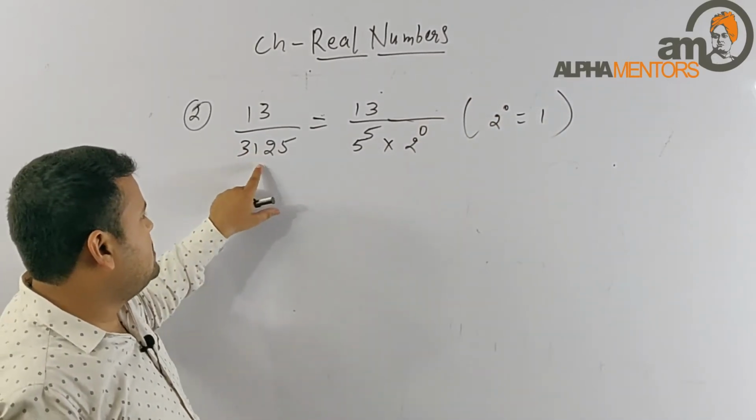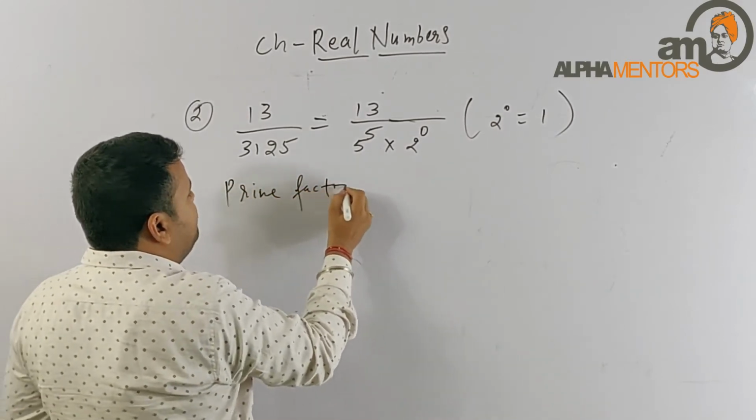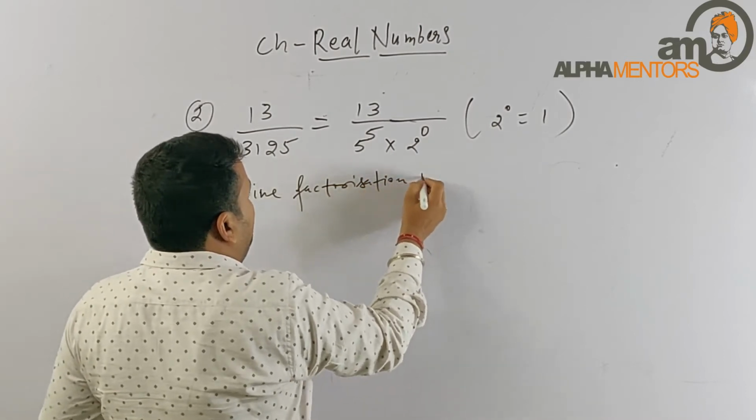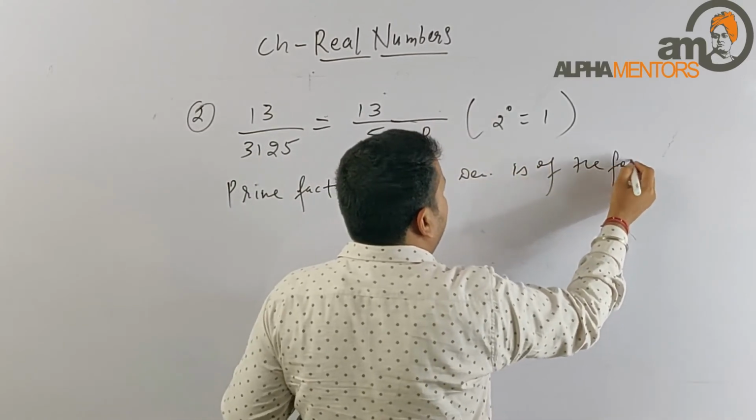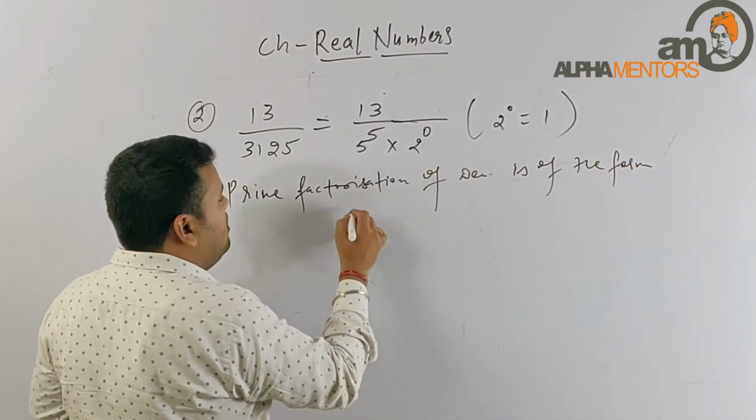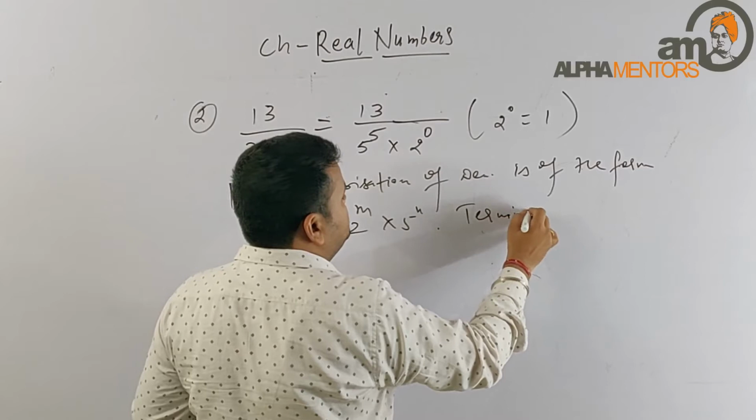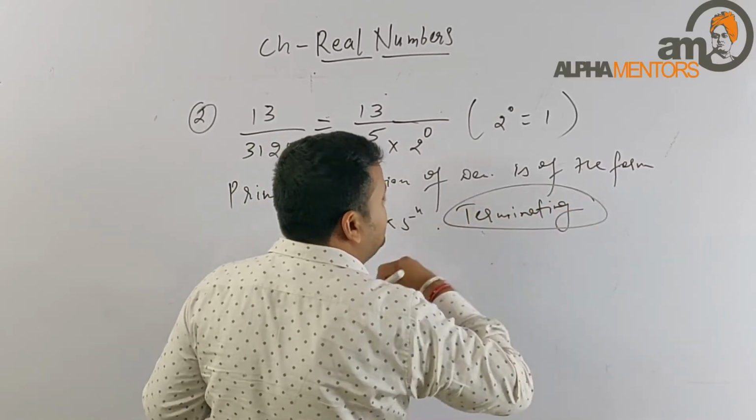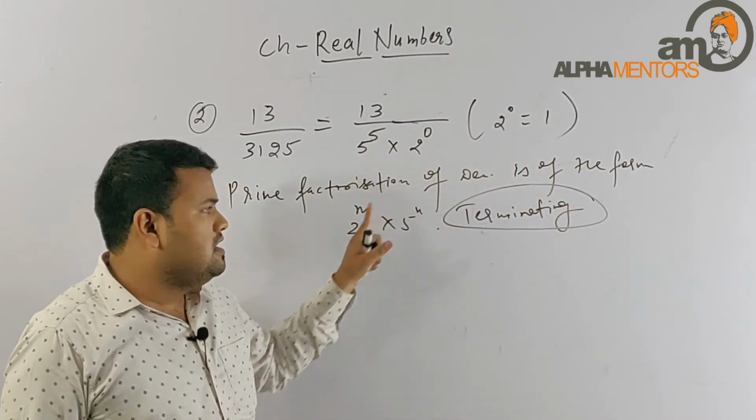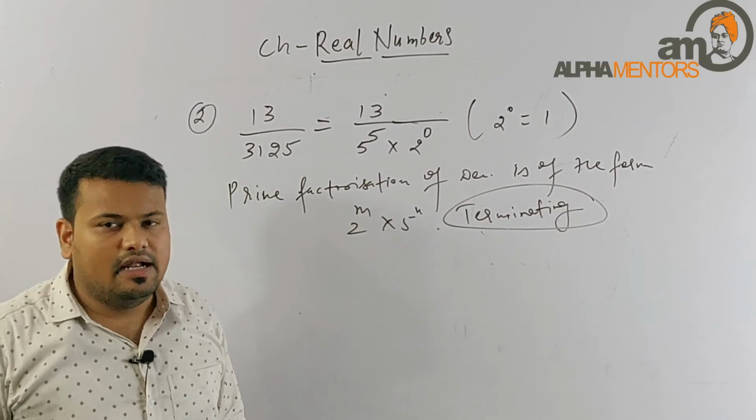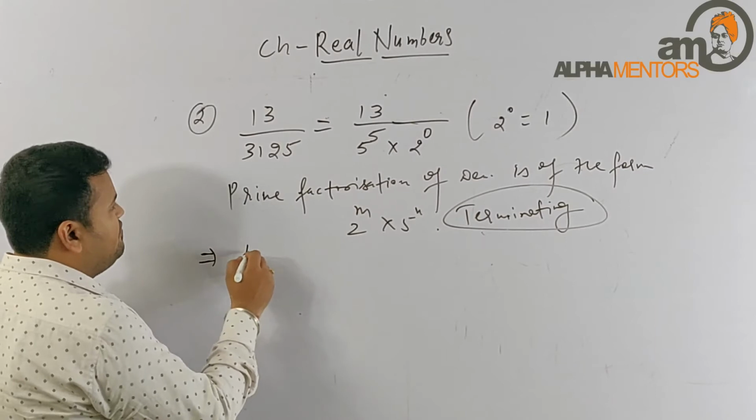So that's why I can say the prime factorization of the denominator is of the form 2 to the power m, 5 to the power n. So what kind of decimal expansion? It has a terminating decimal expansion. The prime factorization is of the form, so it has a terminating decimal expansion. Now, how do we find it without performing the division?